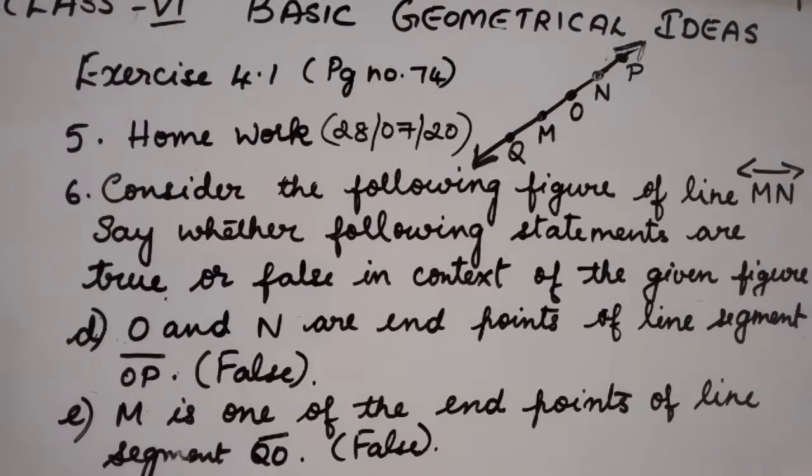Next there are 6 statements and those 6 statements are for homework. That is F, G, H, I, J and K. These statements are for homework along with the 5th problem.